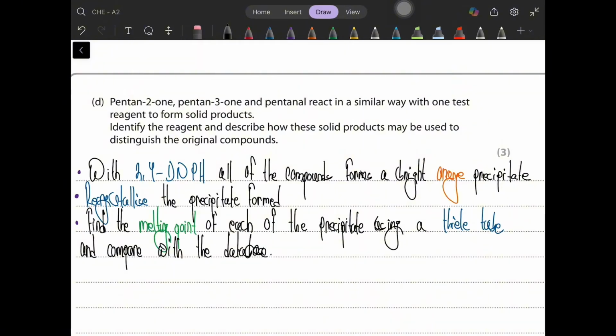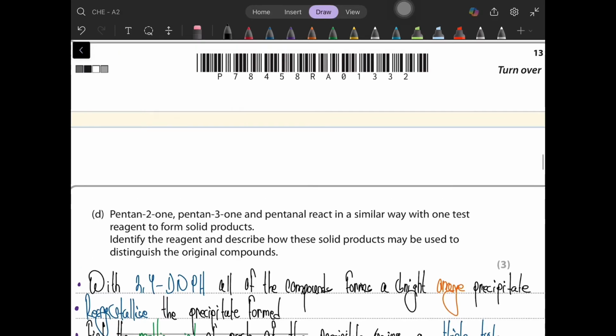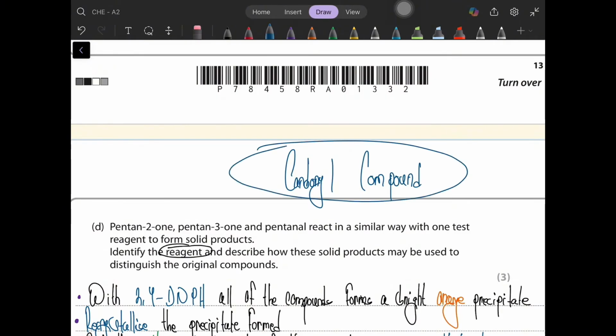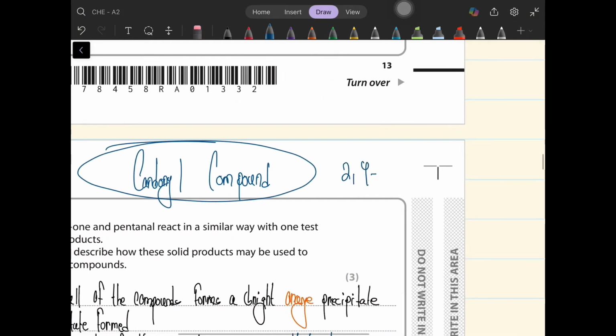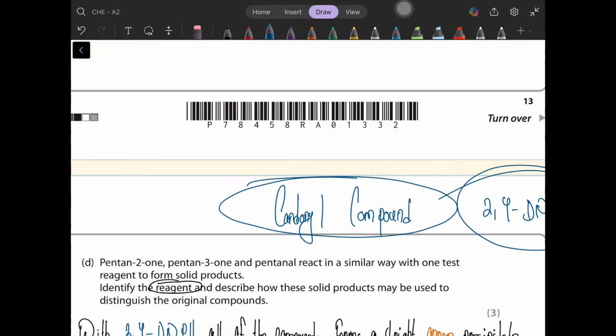Pentan-2-one, pentan-3-one and pentanal react in a similar way with one test, right? Identify the reagent and describe how the solid produced could be used to distinguish the original compounds. Whenever you have a carbonyl compound, a common test for it is 2,4-DNPH, and this is going to give an orange precipitate, right? And you are going to get three orange precipitates, right?